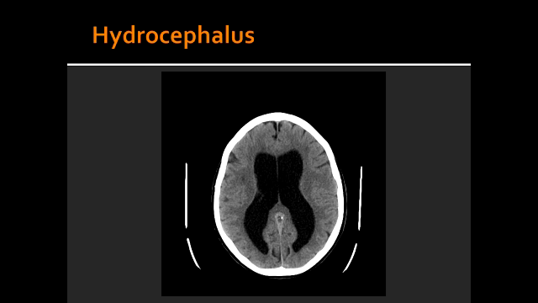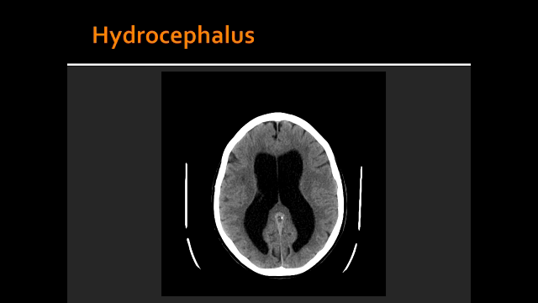What is the mnemonic to help you remember the clinical triad of normal pressure hydrocephalus? The mnemonic to help you remember this is just remember wet, wobbly, and wacky. And this is because wet is urinary incontinence, wobbly is ataxia, and wacky is the cognitive dysfunction.